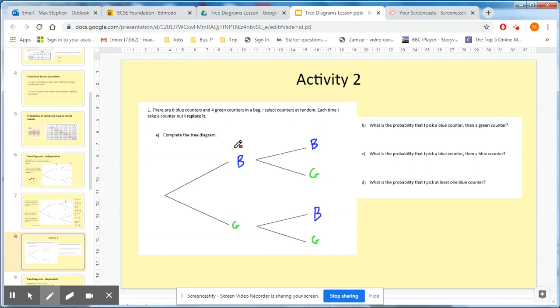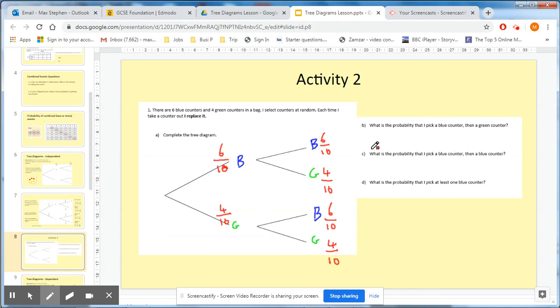So for the first one, a blue counter, it's just going to be 6 out of the total. The total, 6 plus 4, is 10. And then for the green counter, it's just going to be 4 out of 10. And then this isn't going to change going forward. So for the blue counter here, the probability is 6 out of 10, and green is 4 out of 10. And then the same again. So these are my probabilities for each one.